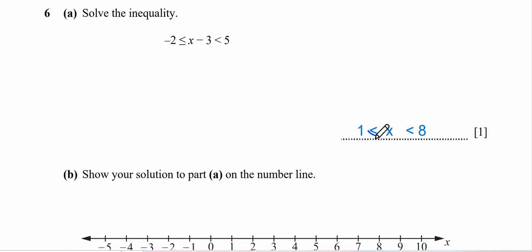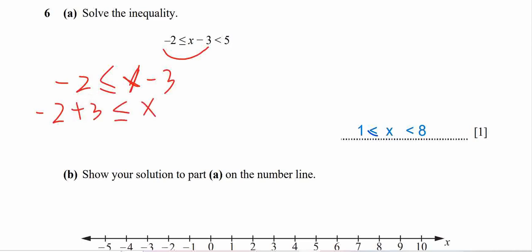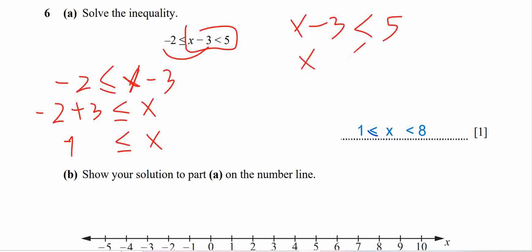1 is smaller than or equal to x, and x is smaller than 8. So how it works? We have to choose 2 by 2, left and middle. So let's simplify this one like this. Now we collect numbers with numbers. So now -2 plus 3 is smaller than x. -2 plus 3 is 1, smaller than x. Now we take the middle and right, smaller than 5. So x is smaller than 8.